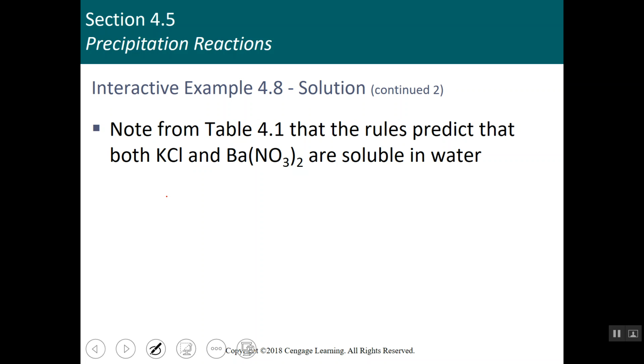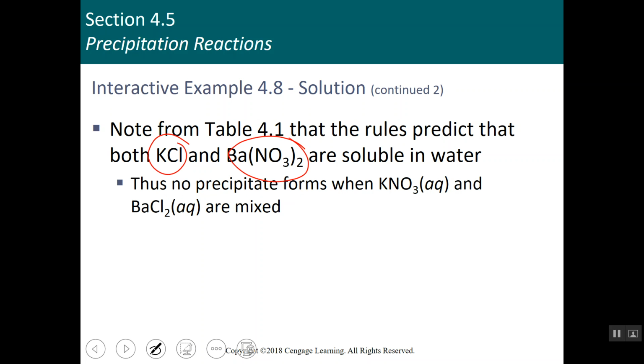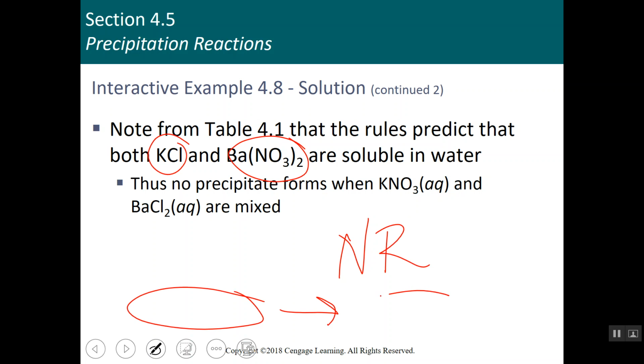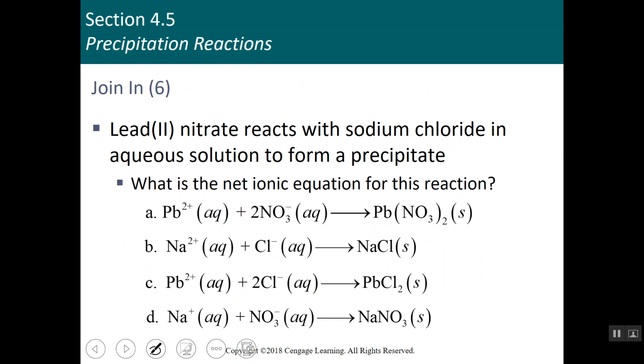So again, there's the actual chemical formulas balanced, and it says no precipitate forms when you mix those two things together. So if you saw that in lab, what you would say is there's no reaction, because the things on the reactant side of your equation are going to be the same as the things on your product side, because you didn't really form anything different.